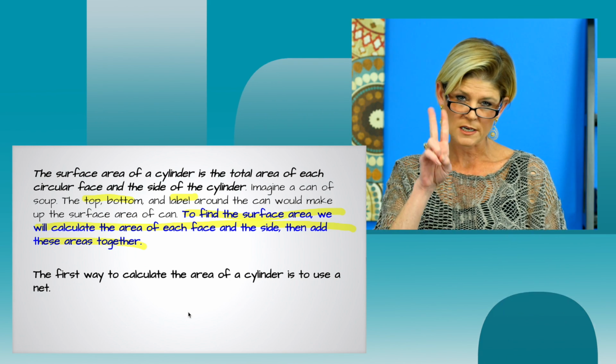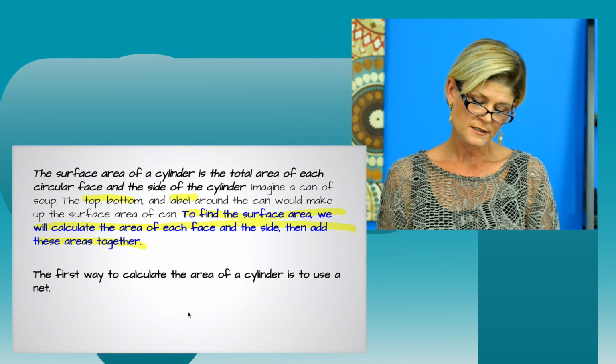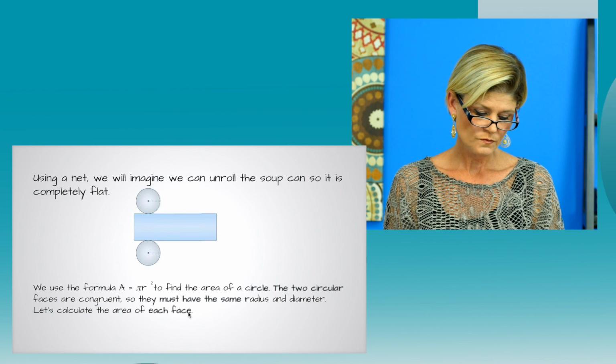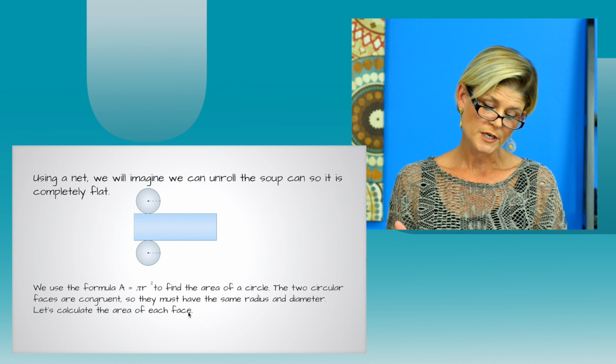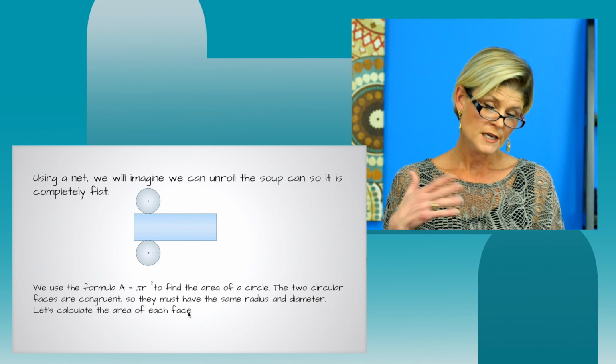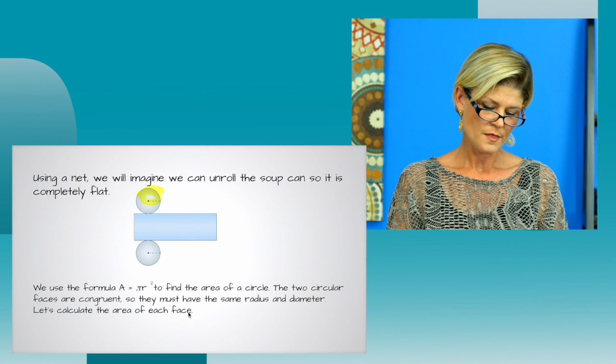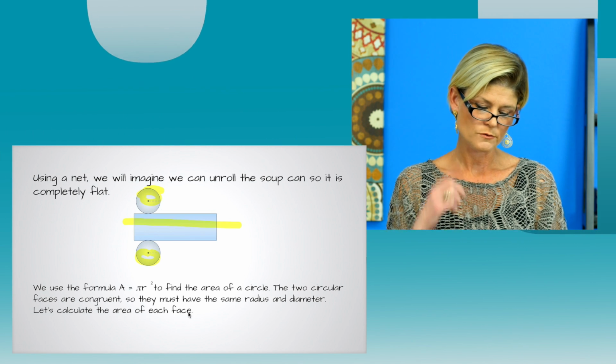We're going to talk about two ways in this lesson that we can find the surface area of a cylinder. The first way is to use a net. So using a net, we're going to imagine we can unroll the soup can so that it's completely flat. Okay, so you can see the top and the bottom, and then as if we were to unroll the label.